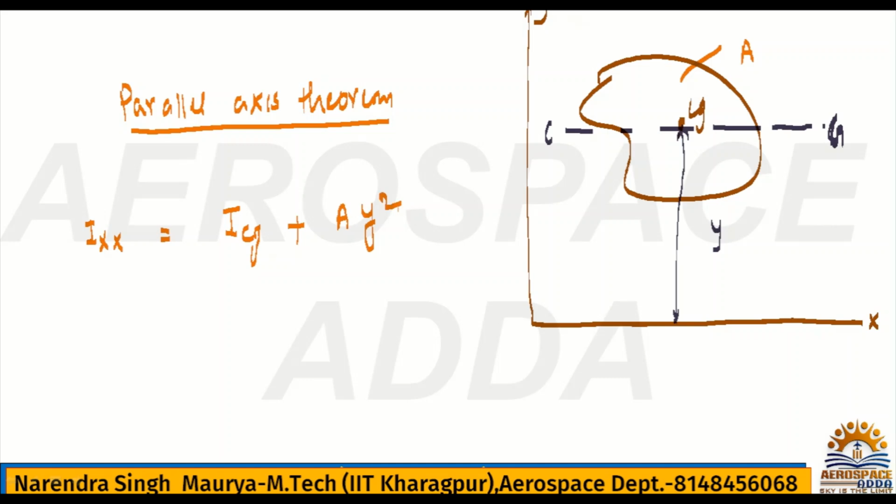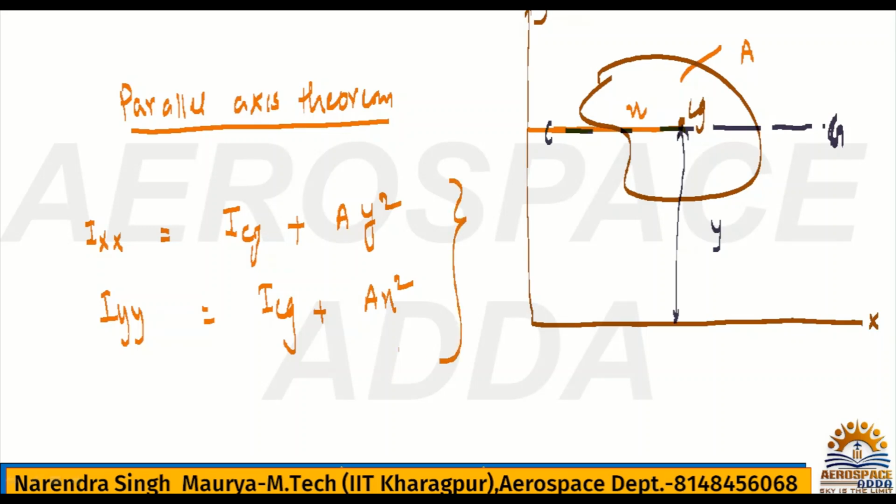As I told you, because we are interested in the x axis, we got this y distance. Suppose I am interested in the y axis moment of inertia. So we should have this perpendicular distance, which is x. Now you can write Iyy equals ICG plus A x square. This is through the parallel axis theorem.